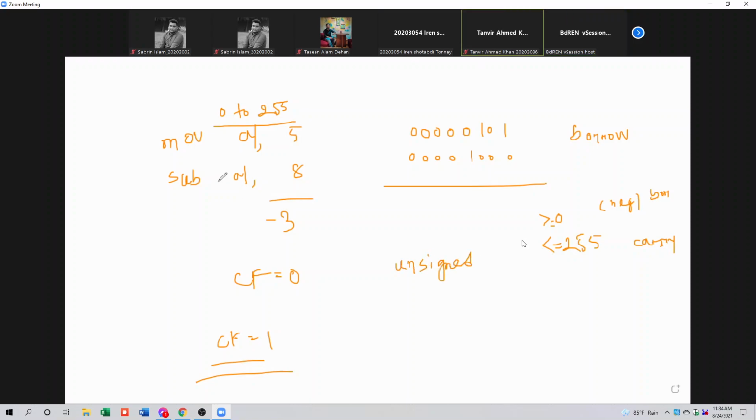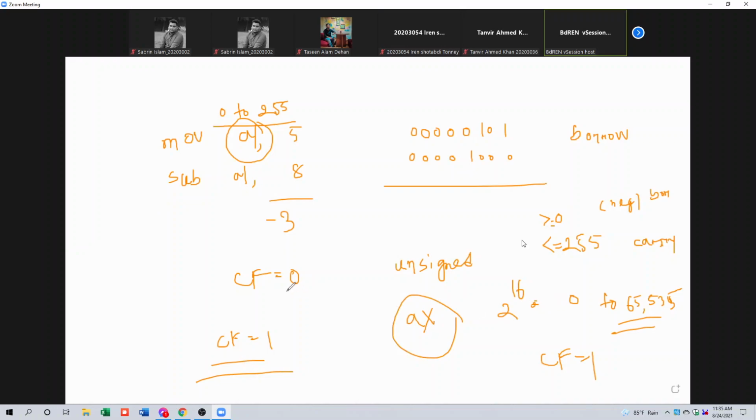And the most important thing is the size of your register. If you are taking AX, at that time the range will be 2 to the power 16, that is from 0 to 65,535. So at that time, if you get a result which is greater than 65,535, then the carry flag will be 1. So it depends on the size of your destination operand. For the carry flag register, all the values will be unsigned numbers.